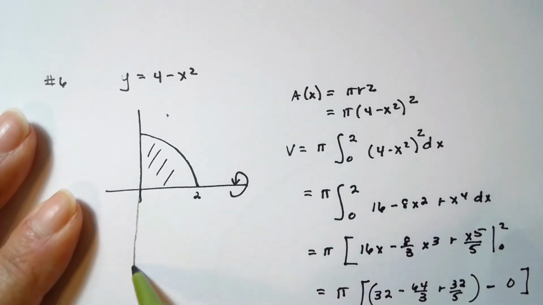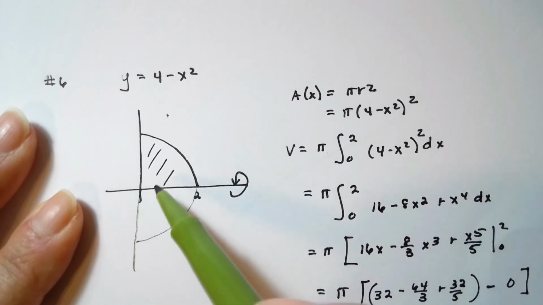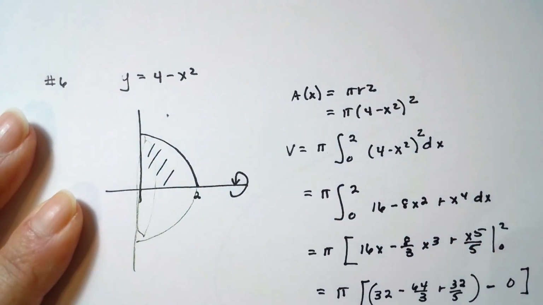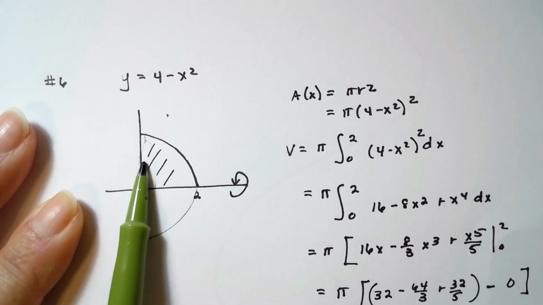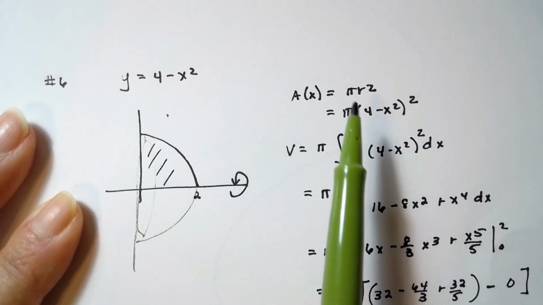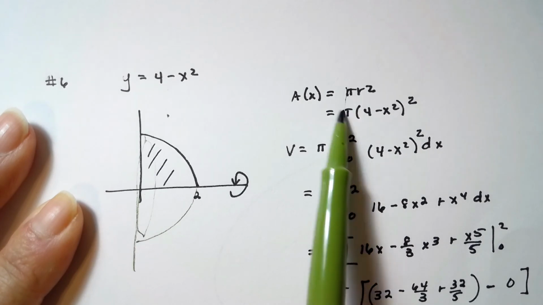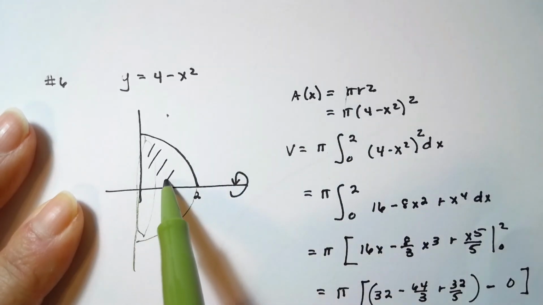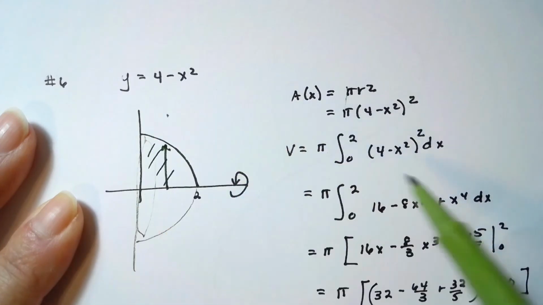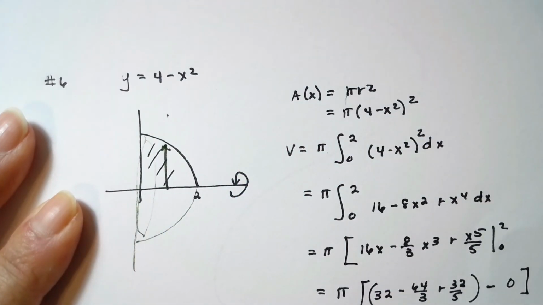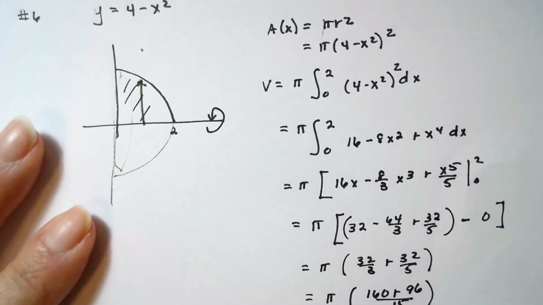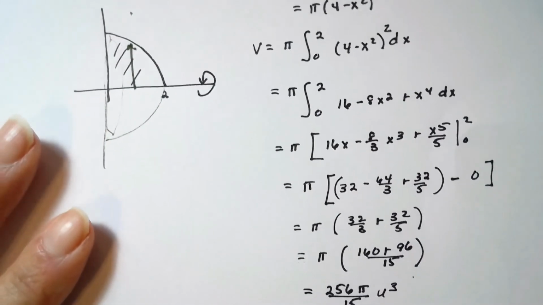So, you know, again, if I'm thinking about rotating this thing, I'm going to have this sort of sideways looking bowl thing. And if I slice perpendicular to the x-axis, I'm going to get circular discs. So that's the formula I'm using. My radius goes from the axis of rotation to the curve, which is just 4 minus x squared, so I'm plugging that in for r, and there's my integral from 0 to 2, right? 0 to 2.